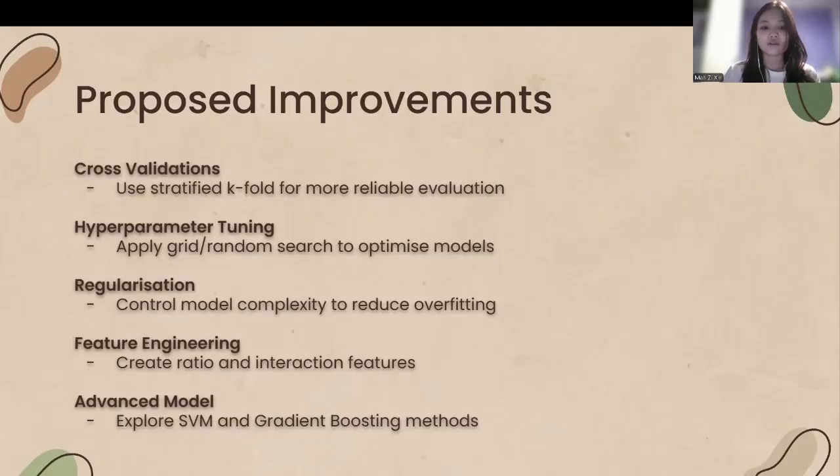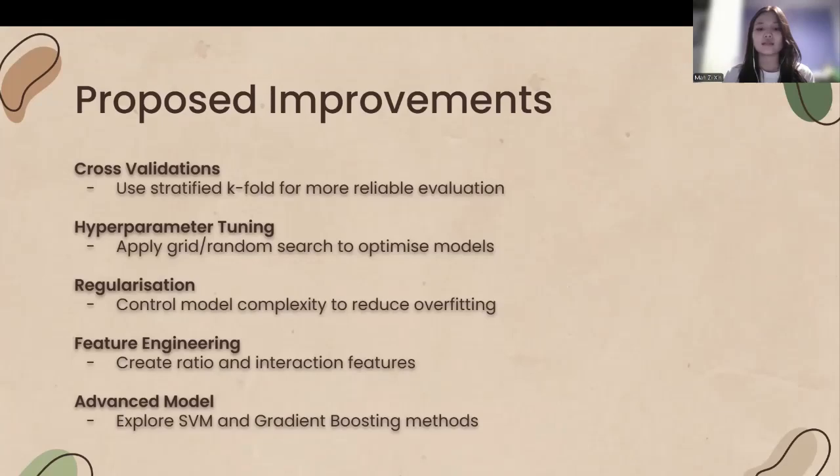Third, stronger regularization techniques can be applied. For example, limiting tree depth and regularizing neural networks can reduce overfitting and improve generalization. Fourth, targeted feature engineering can be performed. By developing ratio-based and interaction features, we can better distinguish between frequently confused classes. Finally, we can explore advanced classification models, such as support vector machine (SVM) and gradient boosting, which may further improve performance on structured numerical data.